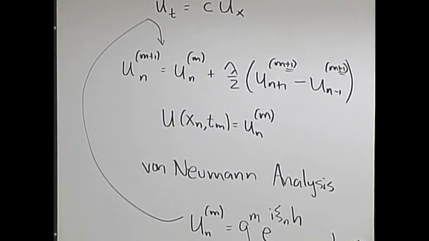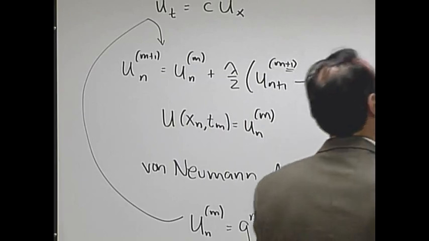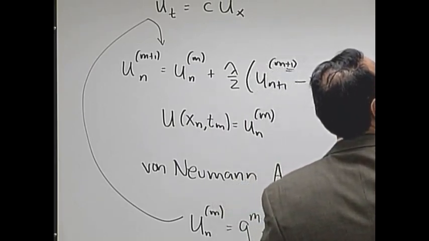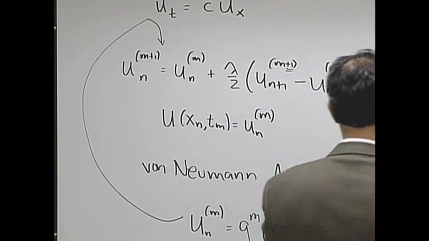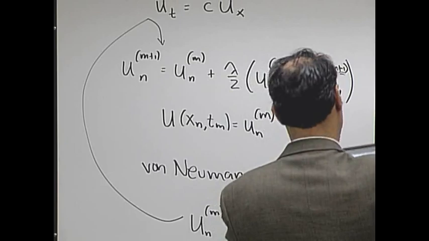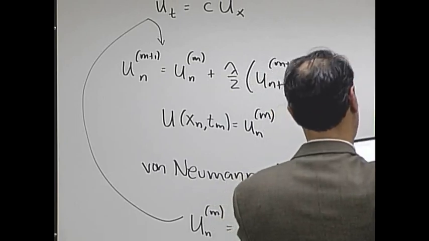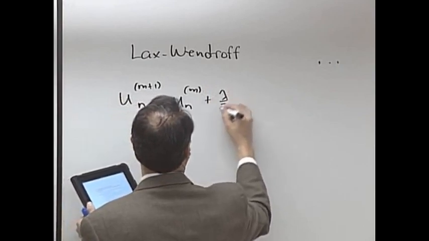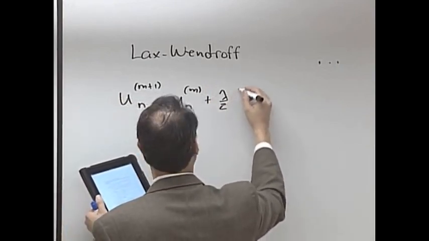All right, so let's go through and talk about, for instance, Lax-Wendroff. Now, Lax-Wendroff had the following scheme, and this will illustrate a little bit more clearly how you get something that can work in certain regimes.